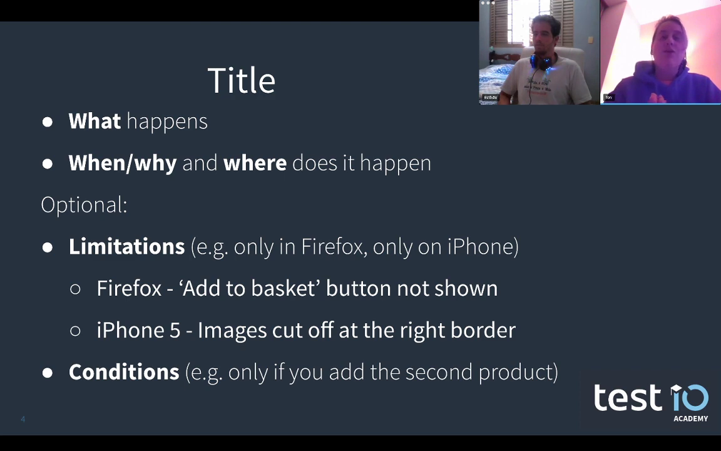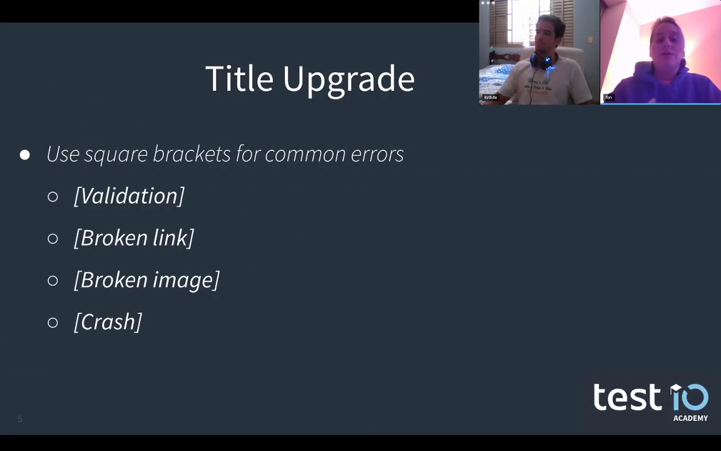Okay, so if you want to upgrade your title to be even better, there are some recommendations. If it is common errors or common problems, just give us the idea what it is. There are a lot of bugs with validation. So you can put validation in square brackets at the front of your bug title. Same goes for broken links, broken images, or crash in apps. Just state this so we get a basic idea.